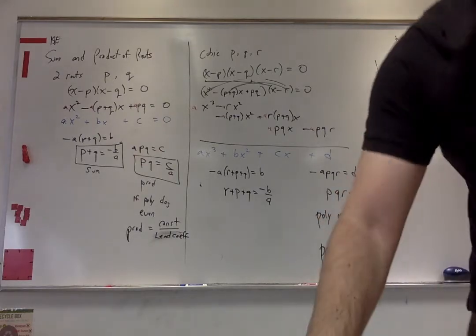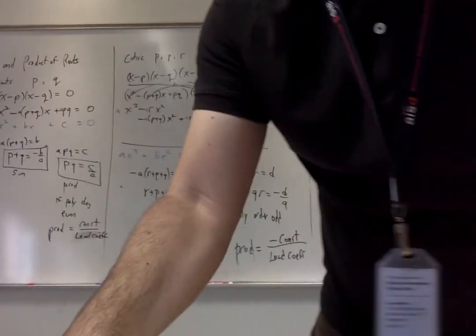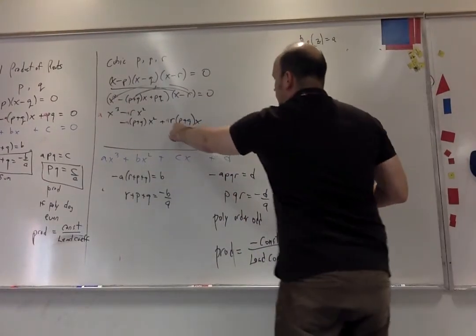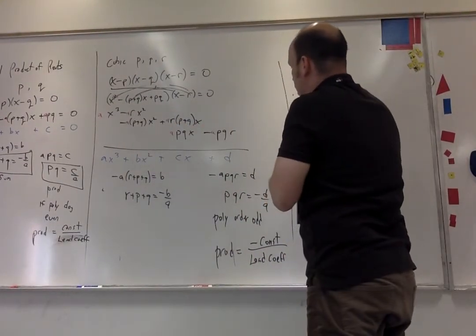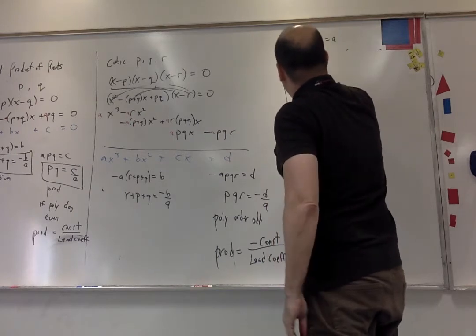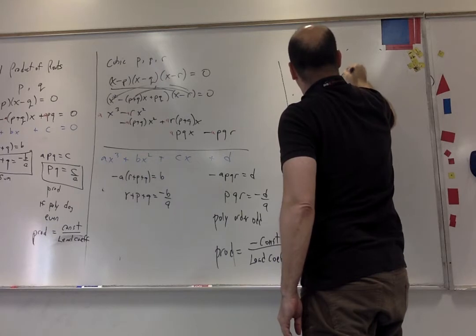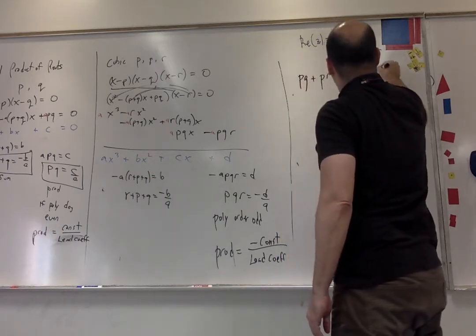Let's take a look at that C term for the cubic. Remember, it's the coefficient in front of the x. Well, what's going on here? It turns out that PQ plus PR plus RQ is equal to C over A.